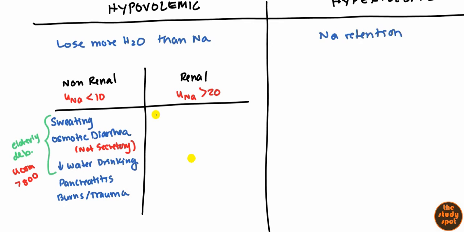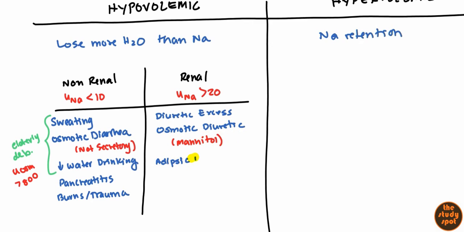Renal causes: here's when people are taking too many diuretics. So excessive diuretics can do that, especially osmotic diuretics. These would be things such as mannitol, which can lead to too much loss of fluid. And also adipsic diabetes insipidus.